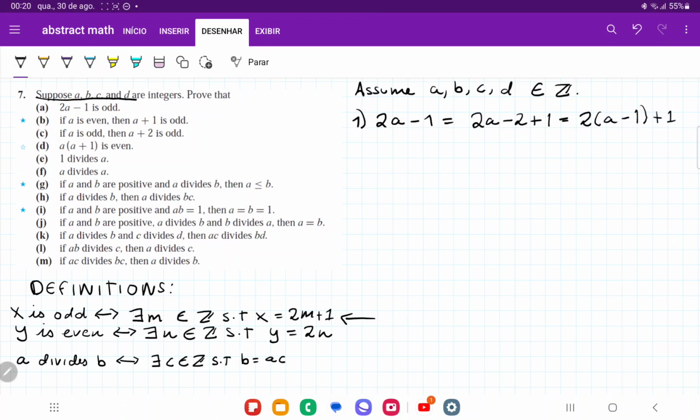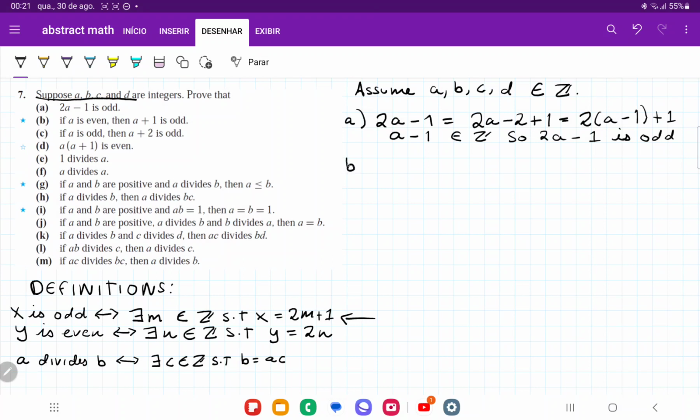Okay, so once I've done this, I have turned it into a form with my definition, right? A minus 1 belongs to the set of integers because the integers are closed under subtraction. So 2a minus 1 is odd. So I've proved the first one. Actually, that shouldn't have been 1, it should have been a, right?